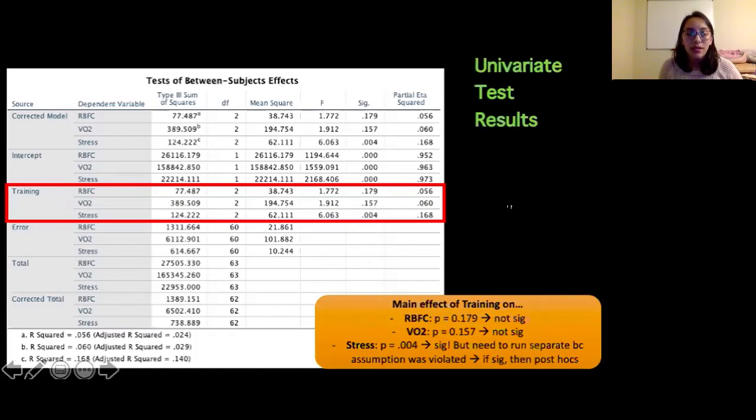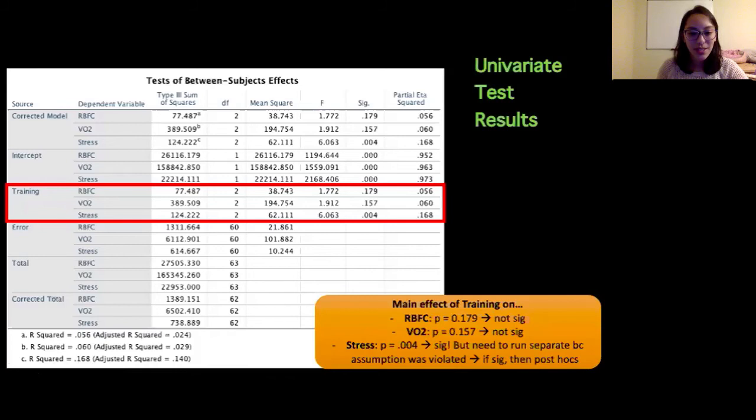Now, similar to ANCOVA, actually, before I keep going, because we're almost done, does anyone have any questions so far on reading the outputs or anything? I tried to simplify it with the red boxes, so hopefully that helps.